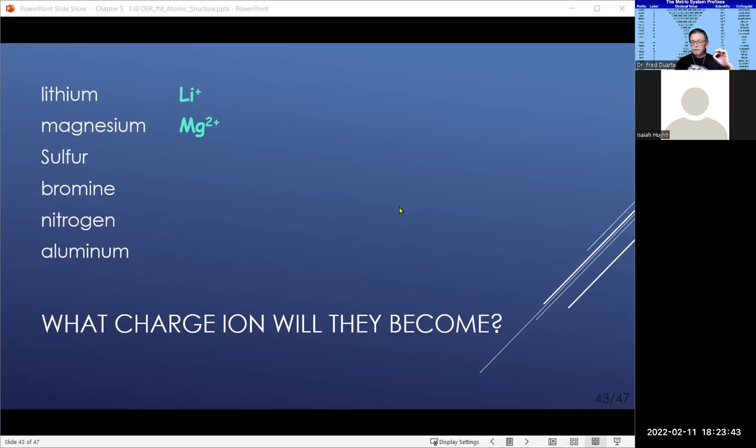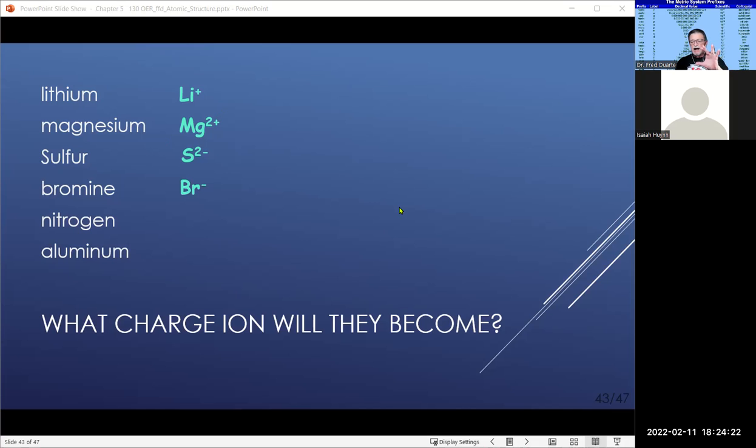Sulfur is a non-metal. It is in group 6. For a non-metal, you find the group it's in, and then that tells you how many more electrons it needs to get to the 8. It is in group 6, so it needs 2 electrons to get to the 8. So therefore, it has a negative 2 charge. Okay. Bromine is in group 7. Group's Roman numeral 7. It needs just 1. So it will be a -1 charge.